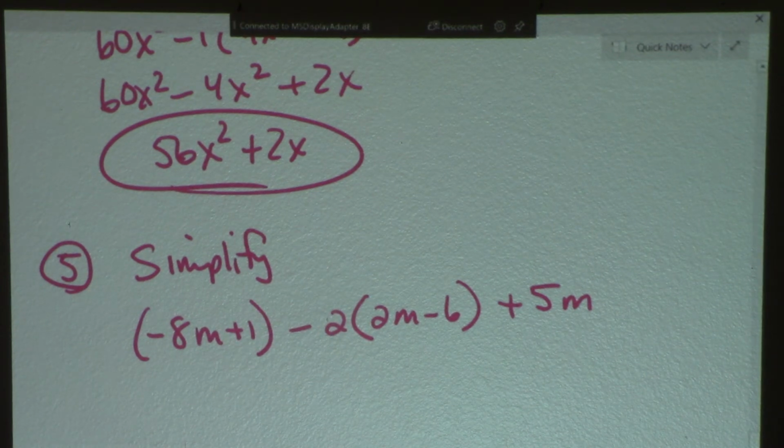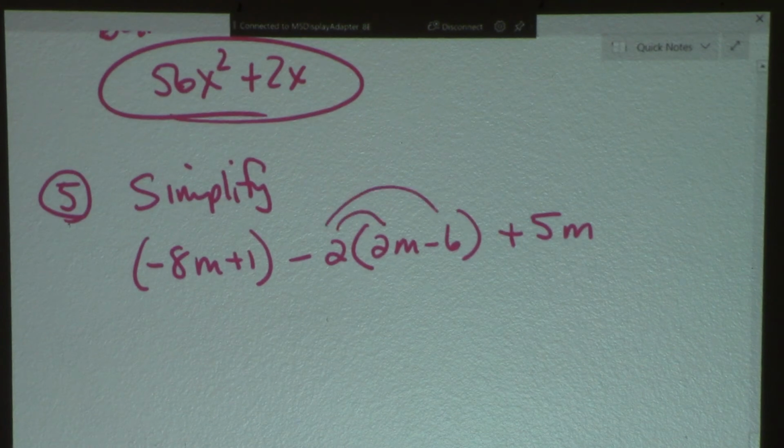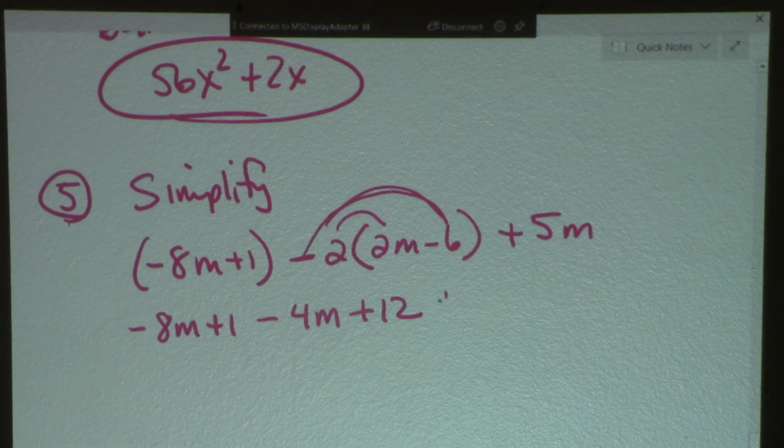Let's see. I'm going to distribute here. Okay? I have to do that first. Remember, multiplication and division come first before adding and subtracting. So I'm going to rewrite this, plus 1. Now I'm going to have minus 4m plus 12, negative 2 times negative 6. Now you might need to go kind of slow with these because it's really easy to get your negatives mixed up. Don't do that. If you go slow enough, you will catch it.